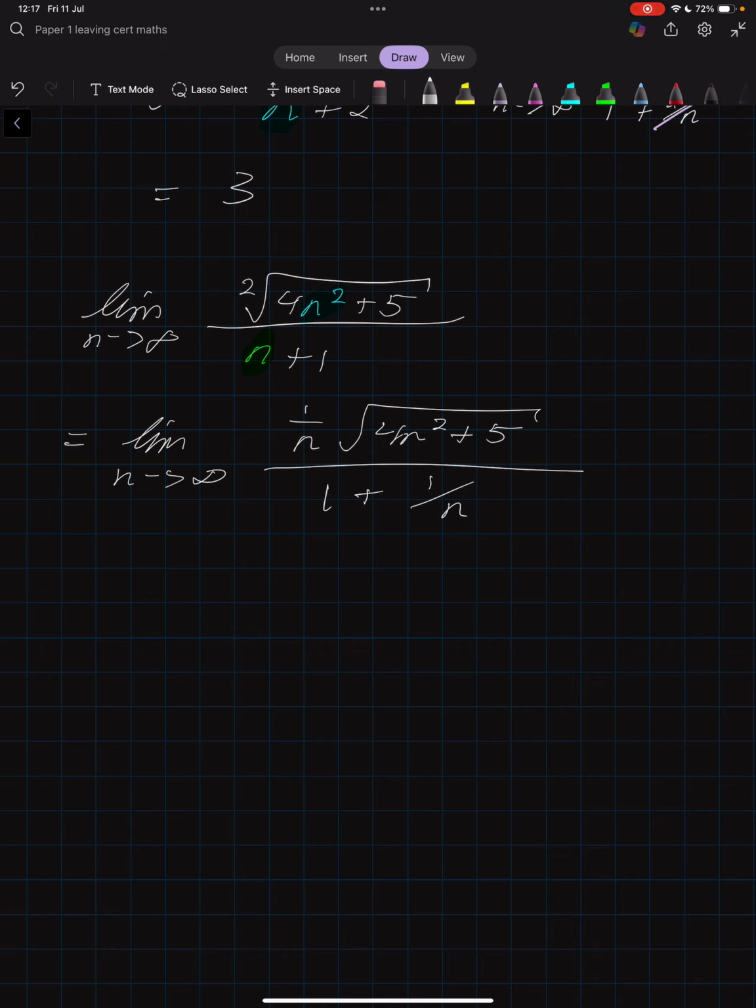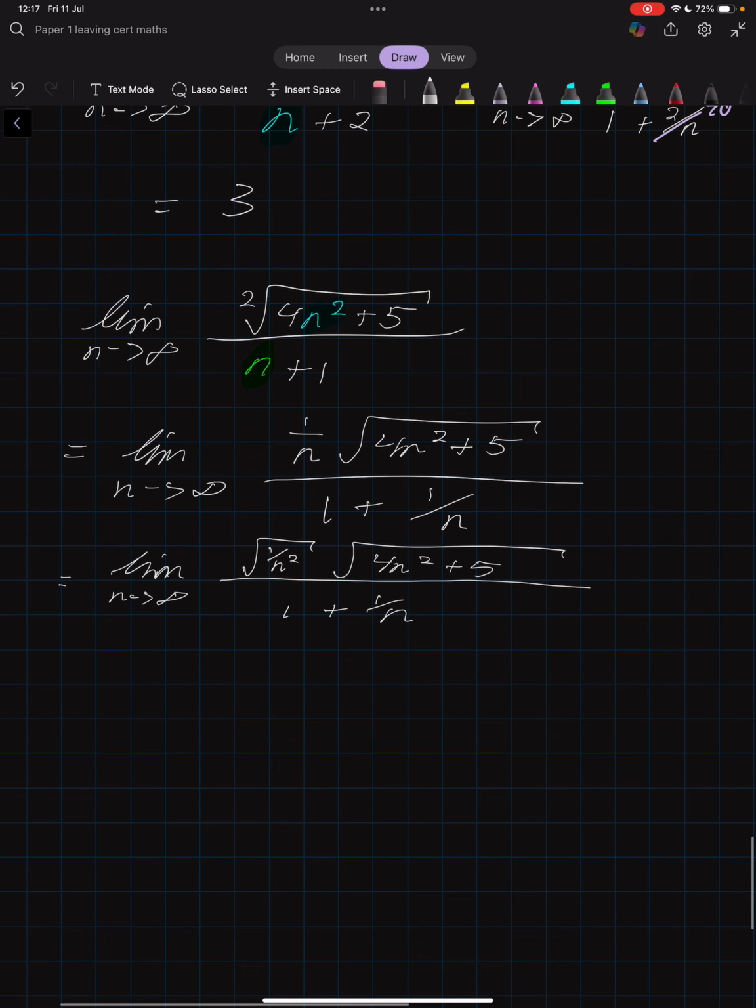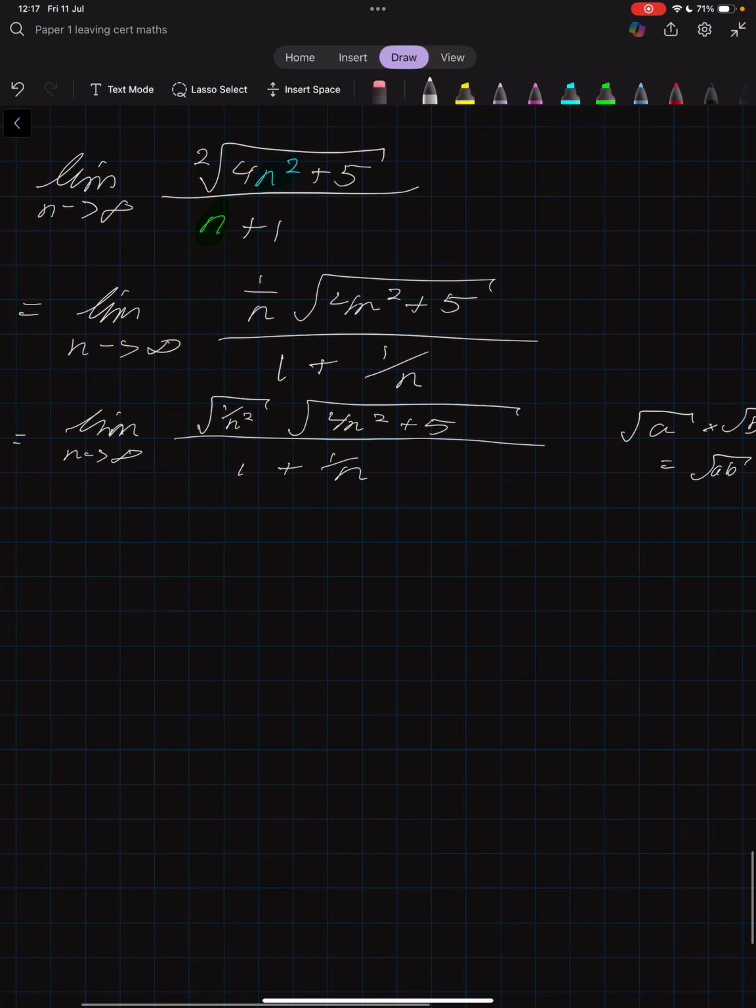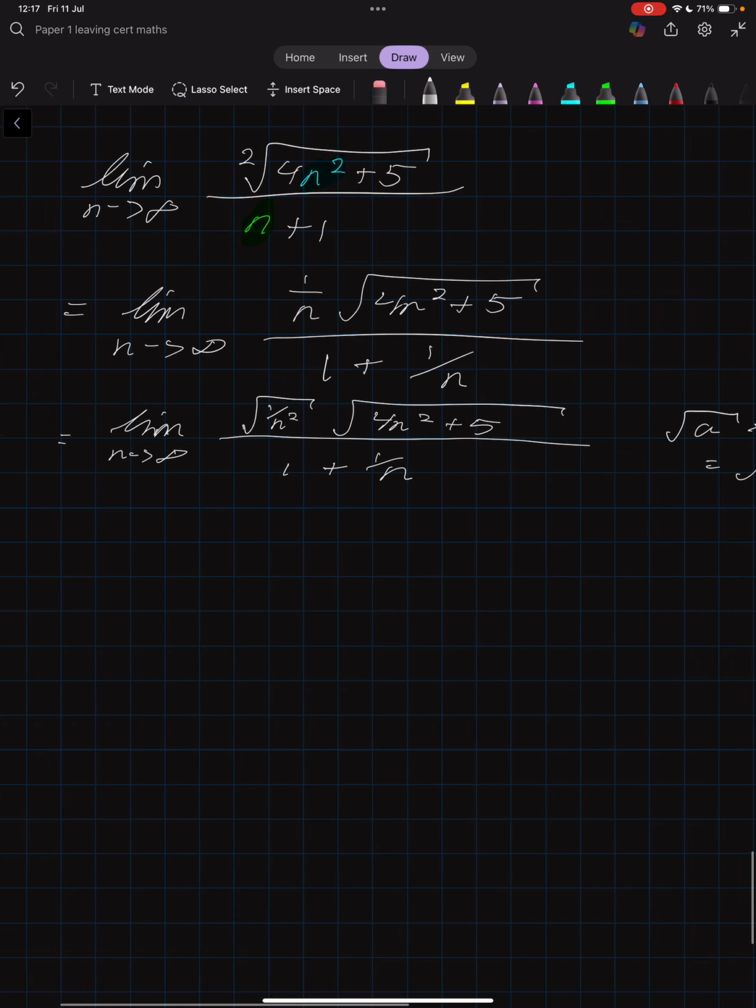Okay? This is equal to the limit as n goes to infinity of 1 over n, that's the square root of 1 over n squared, times the square root of 4n squared plus 5 all over 1 plus 1 over n. So remember, we have the rule that if you have root a times root b, that's equal to root ab, from our indices and logs chapter.